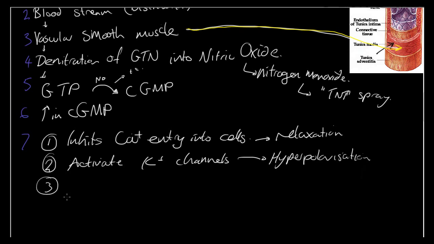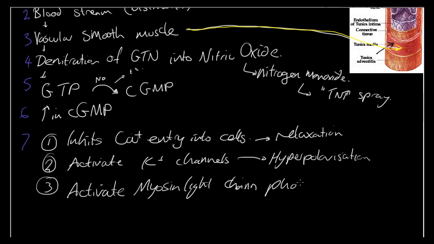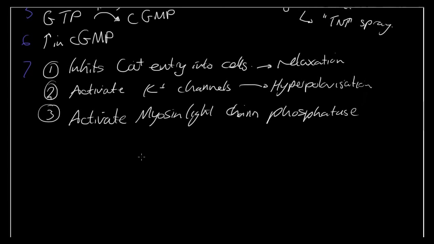Now the third one's a little bit more confusing, and I'll write it out. Activate myosin light chain phosphatase. Let's get this right. Phosphatase. My spelling's terrible. I think that's right. So the activation of myosin light chain phosphatase is going to dephosphorylate myosin light chain. So basically, I'm going to simplify it down.